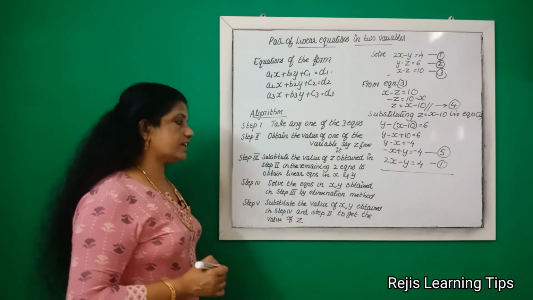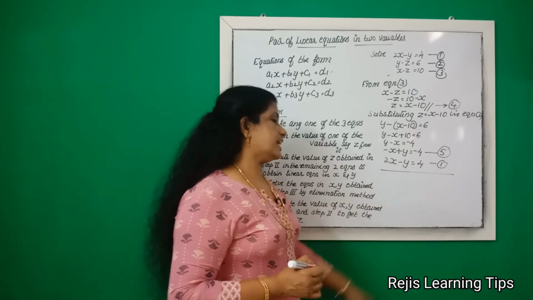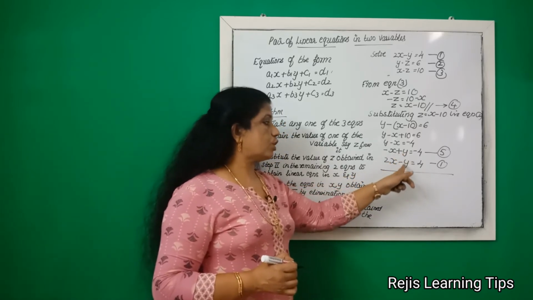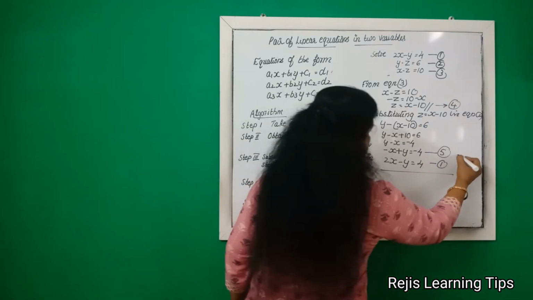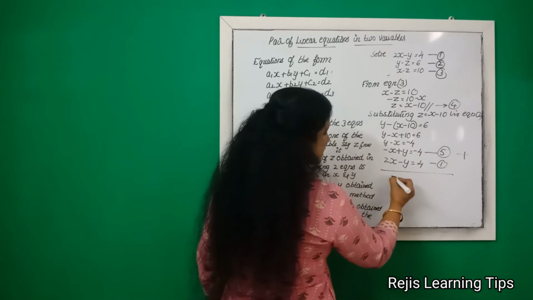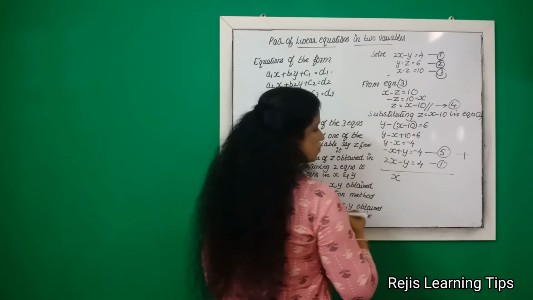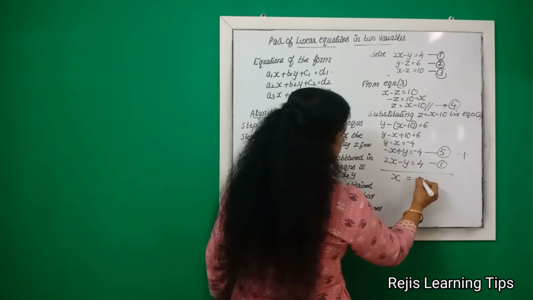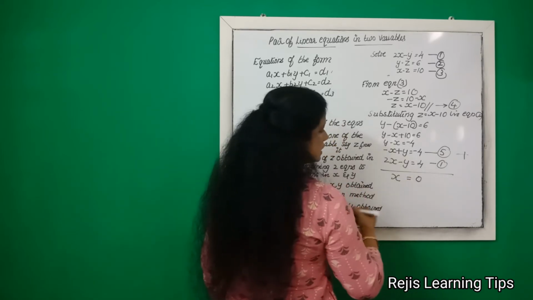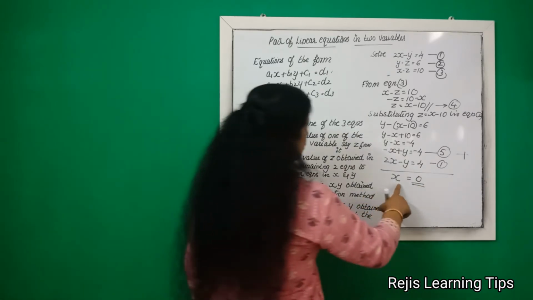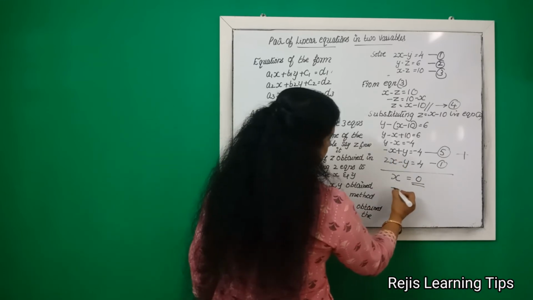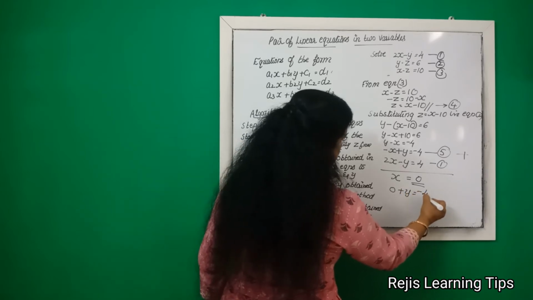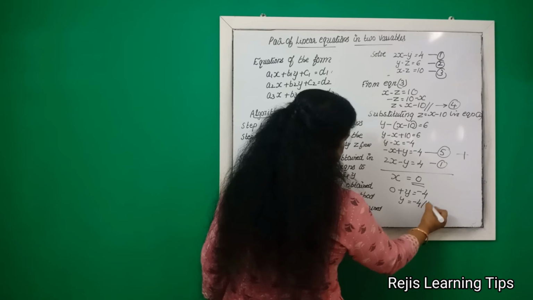We can solve this by using elimination method. Here the coefficient of y in these two equations are the same, so we can add these two equations. Minus x plus 2x is x, plus y minus y is 0. Then minus 4 plus 4 is 0. So x is equal to 0. Then we can substitute the value of x in any of these equations. Minus x is 0, plus y is equal to minus 4. So y is equal to minus 4.